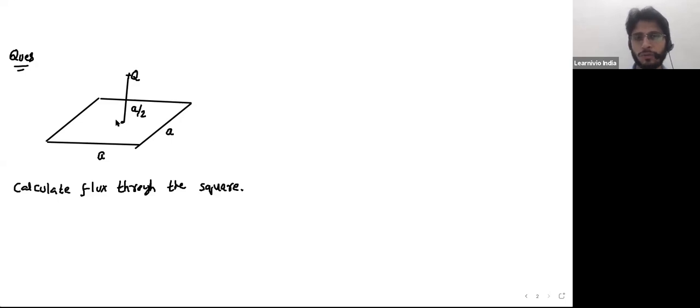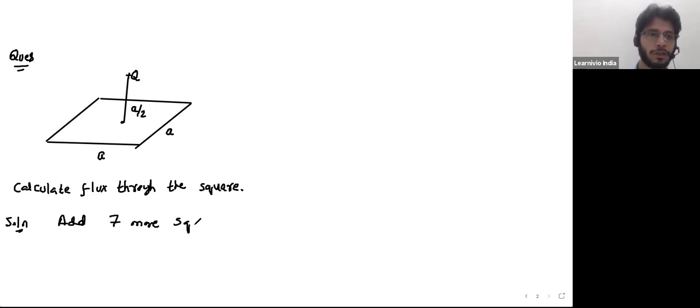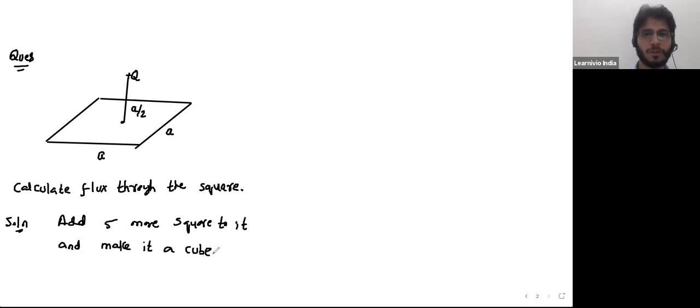We can make it a cube, with the square as one of the faces of the cube. What we can do is add 5 more squares to it and make it a cube. So we're adding 5 more squares to it and making it a cube.